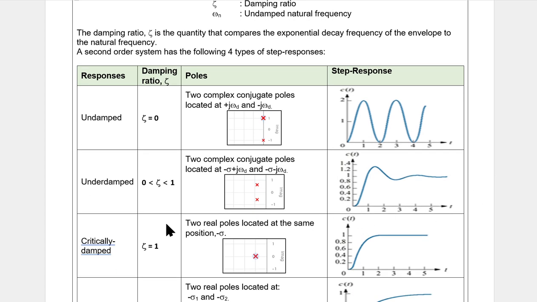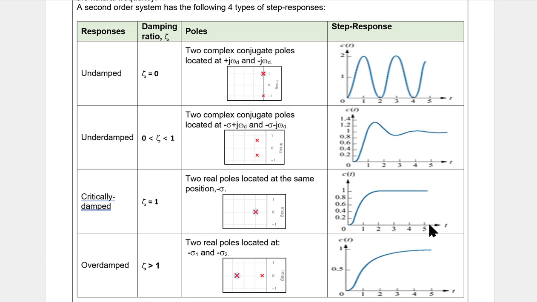Then when zeta is exactly 1, we get critically damped, where it increases and it doesn't oscillate, it immediately saturates to a specific value. And then if the zeta value is bigger than 1, we get overdamped. Overdamped is similar to critically damped, but it increases a bit more slowly. It's much more damped, so it increases slower and it saturates after a slightly longer time.